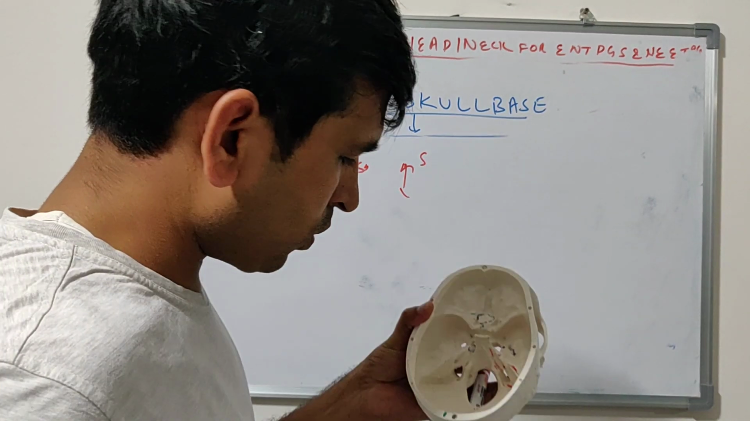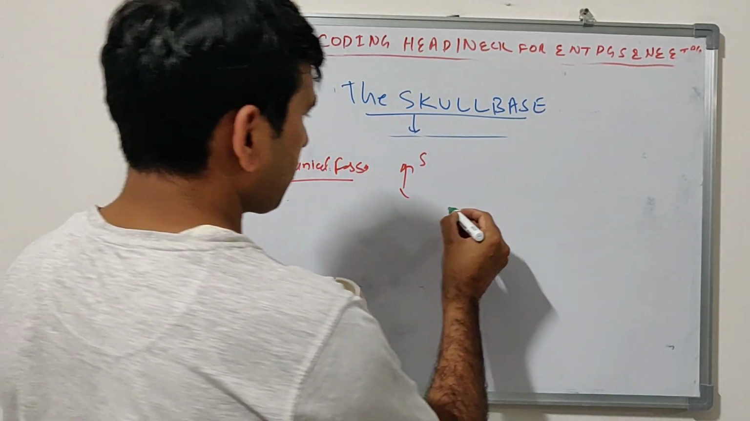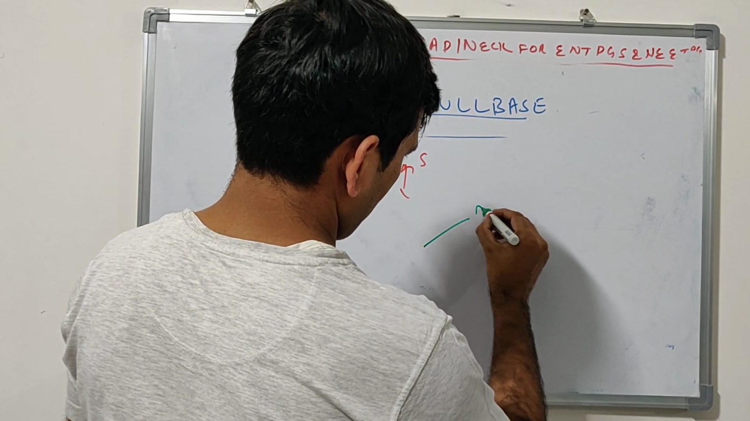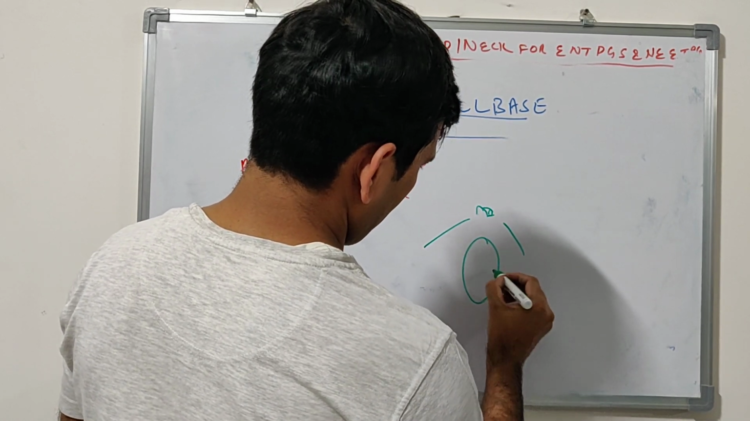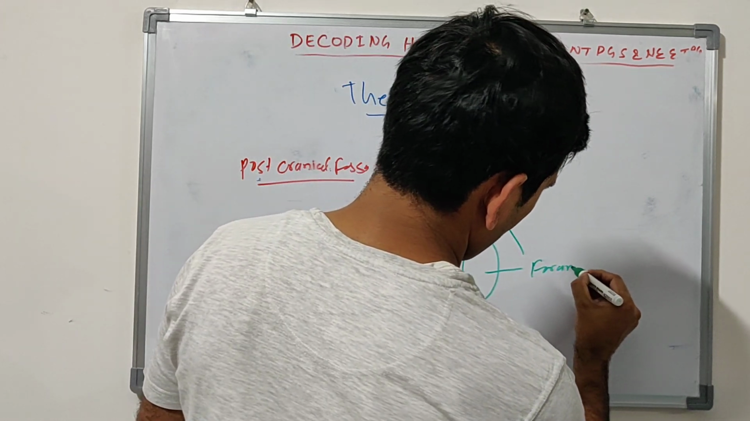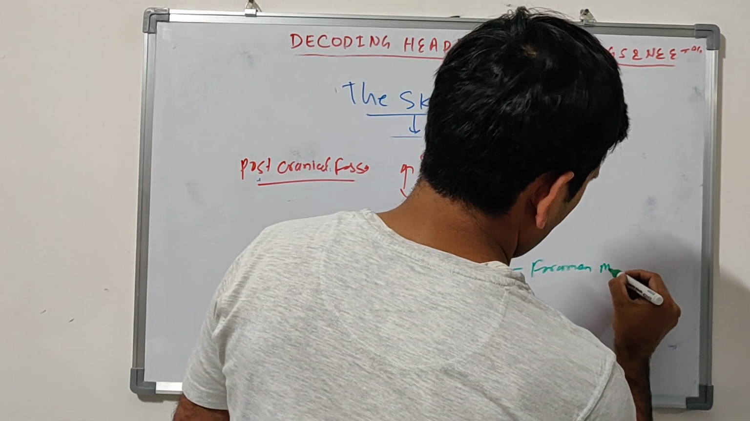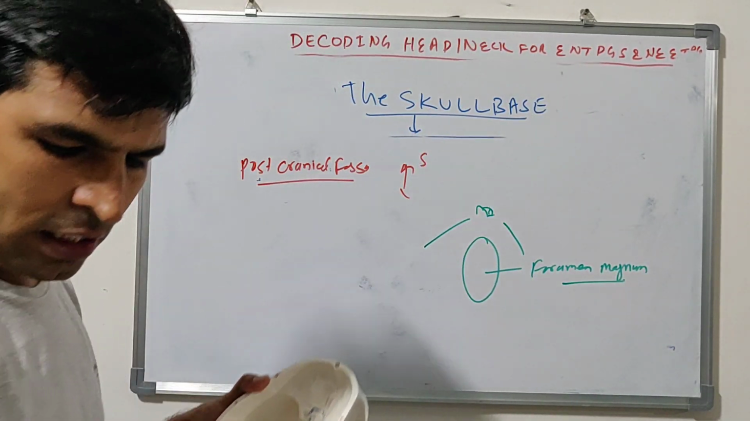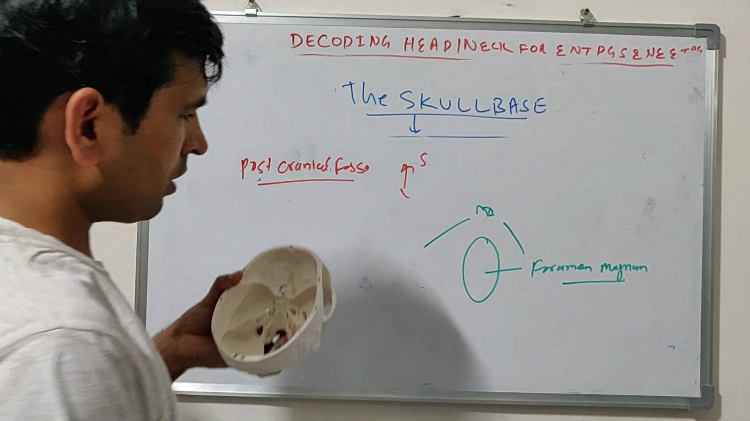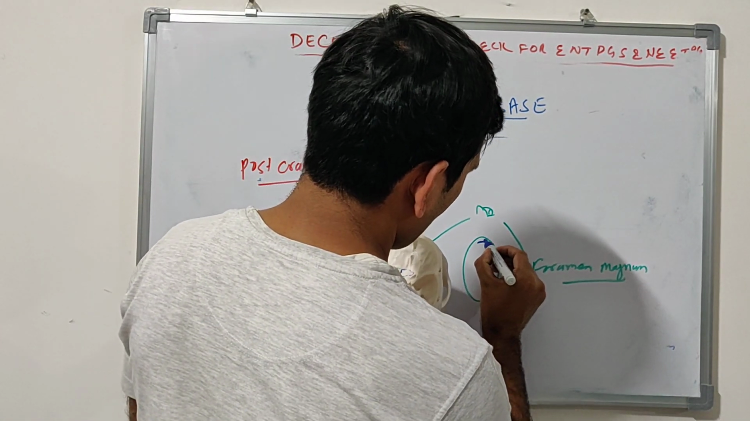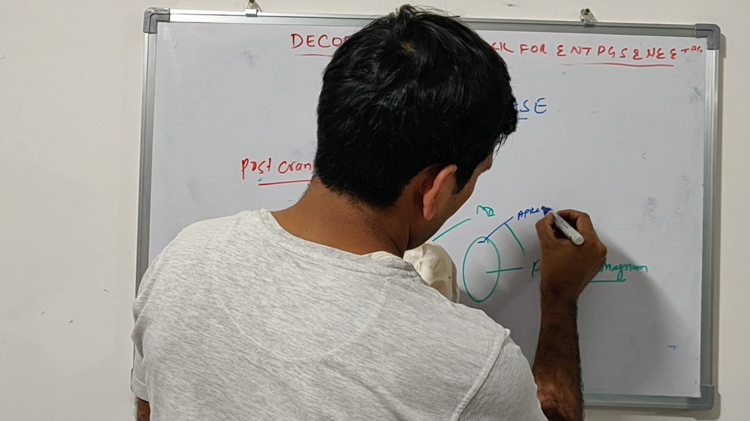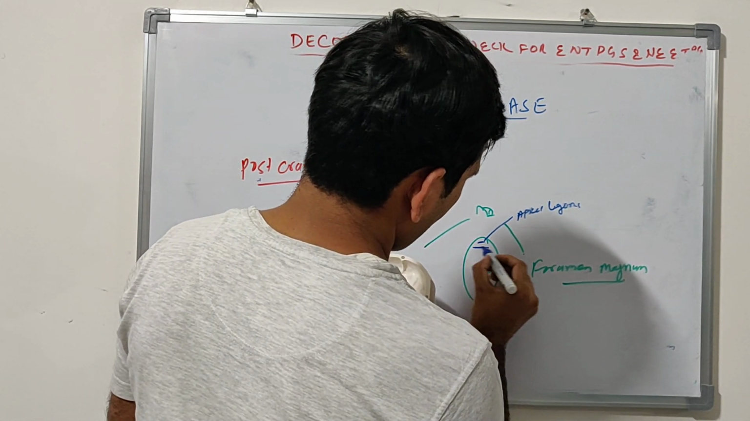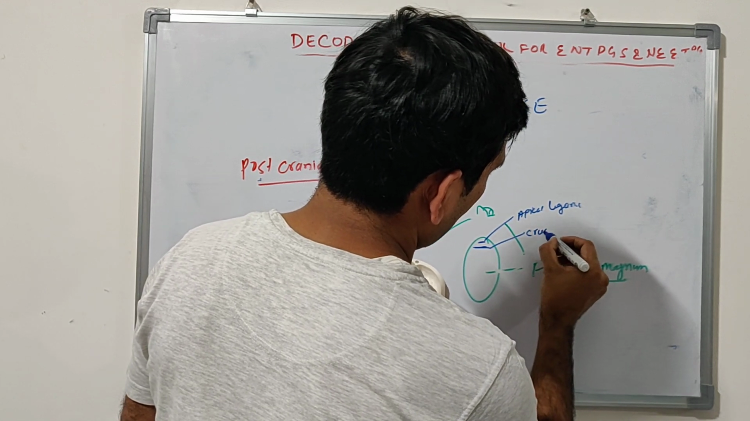Now the structures passing through these, one by one. The largest foramen, if you see, is the foramen magnum. The structures passing through the foramen magnum: the apical ligament, and the transverse part of the cruciate ligament.